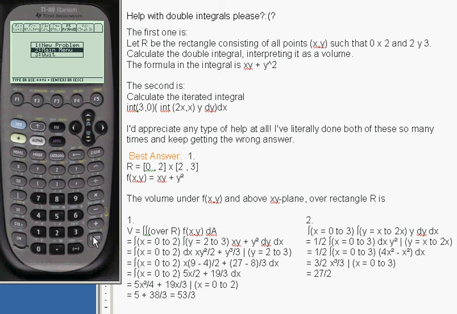So let's do new problem number 2. We're going to enter the function. Here's number 2, and the second part is calculate the iterated integral 3 over 0, 2x, x. These are the variables here, and the function is y dy dx. That looks good. Dy dx is number 2. You can scroll or press the number before the choices.